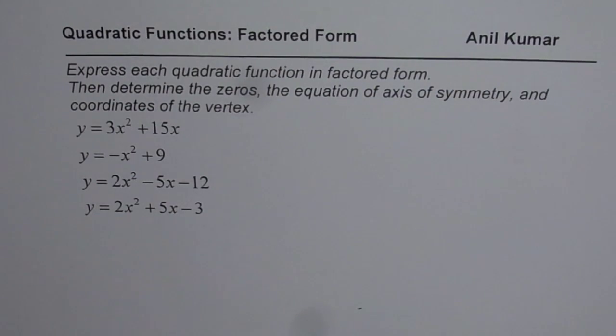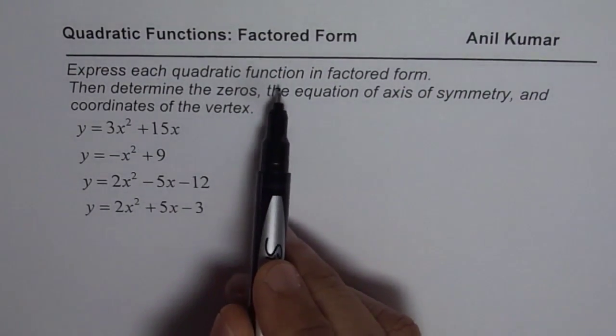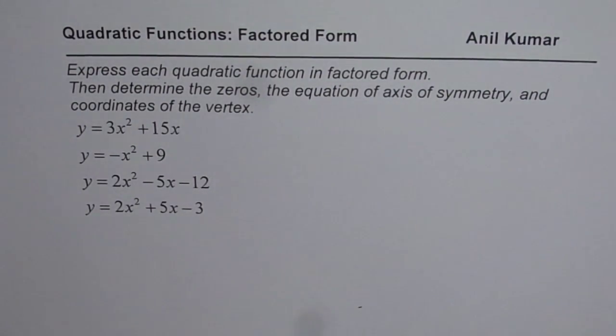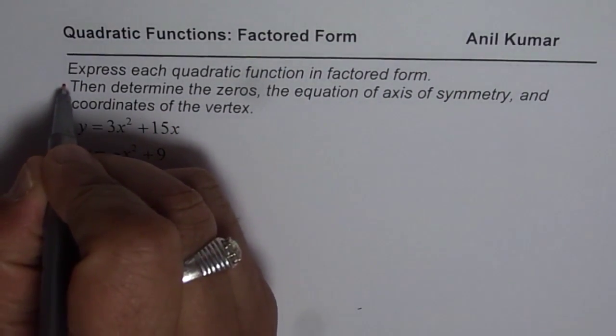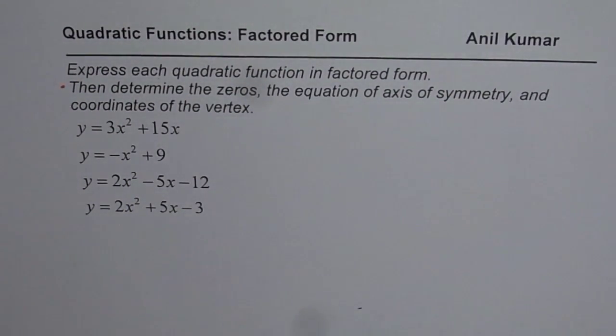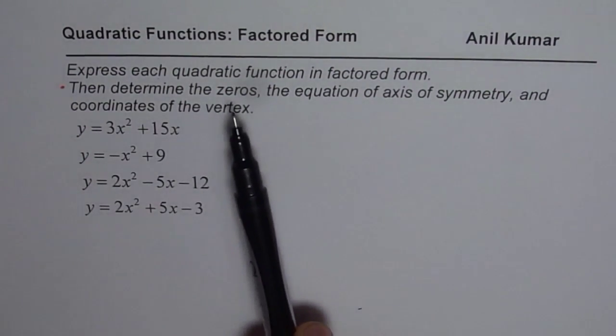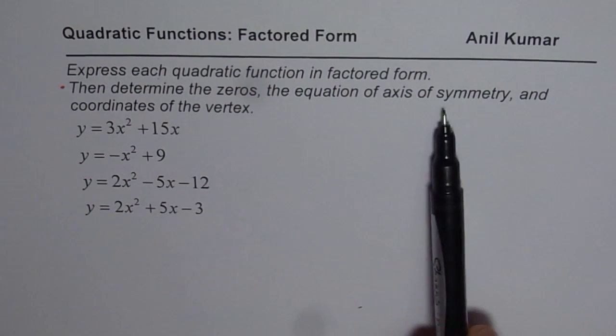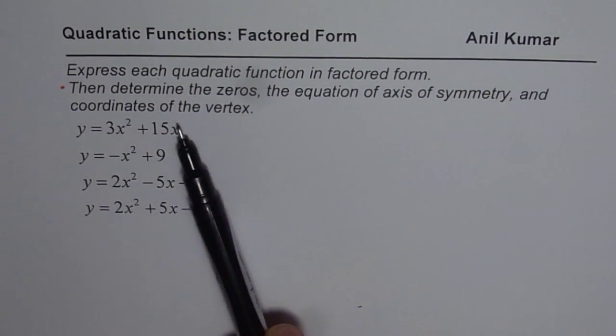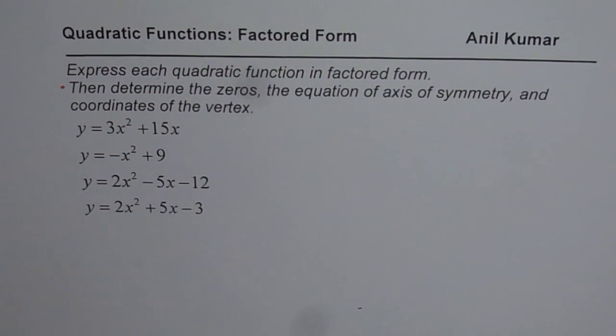I'm Anil Kumar, and in this video we will learn how to write a quadratic equation in factored form when given in standard form. So the question here is: express each quadratic function in factored form. That's the first part. After that we'll find the characteristics of the equation when we have written it in factored form. Then determine zeros, equation of axis of symmetry, and coordinates of vertex. These are the things which we need to do.